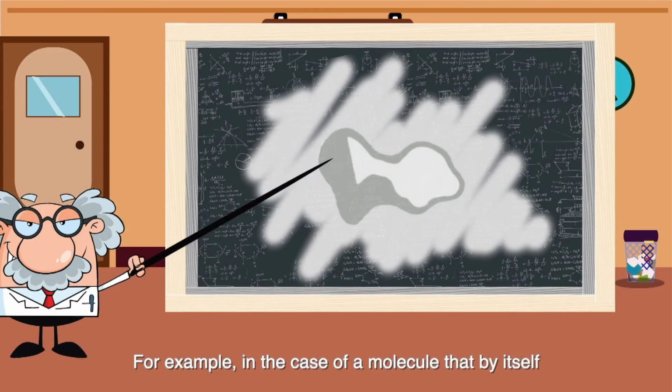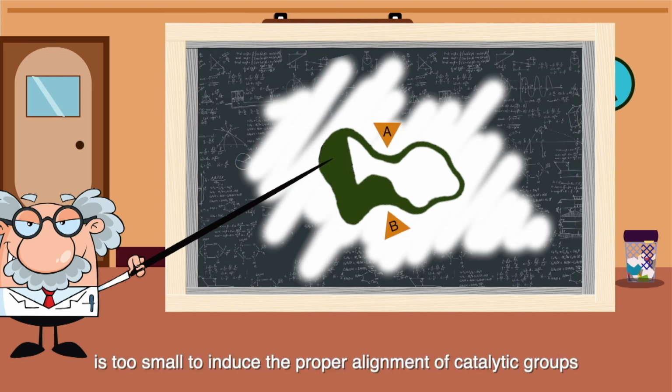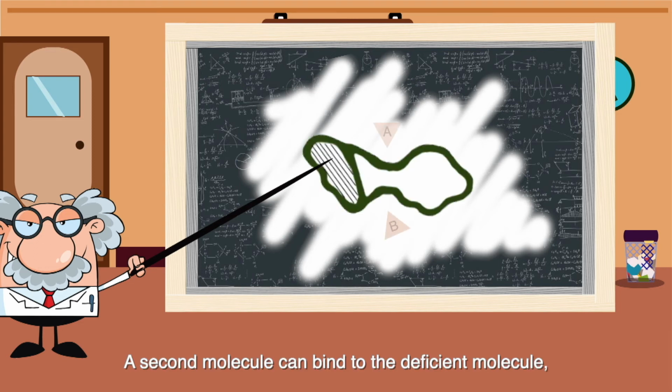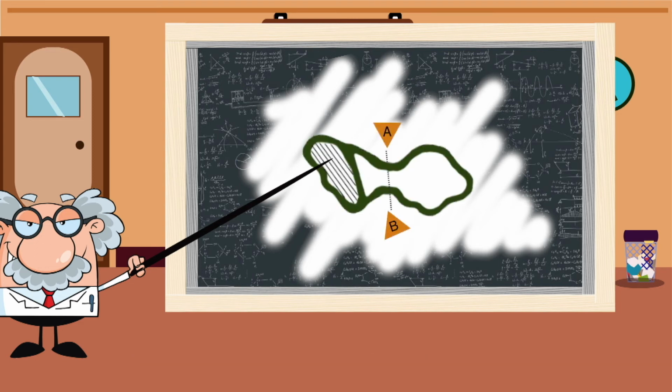For example, in the case of a molecule that by itself is too small to induce the proper alignment of catalytic groups, in this case, A and B, a second molecule can bind to the deficient molecule, creating a stable shape with the correct alignment of catalytic groups.